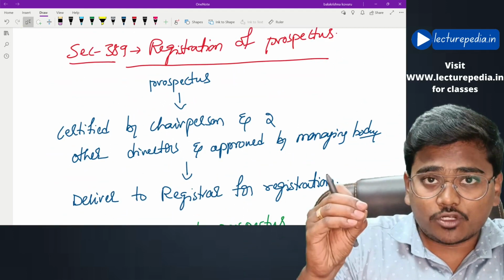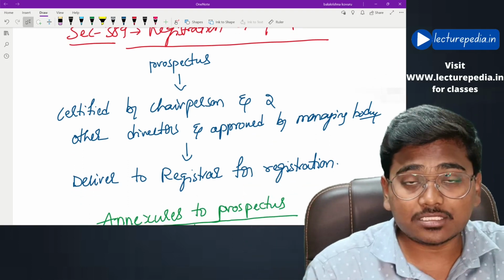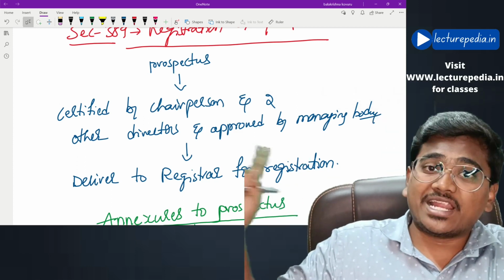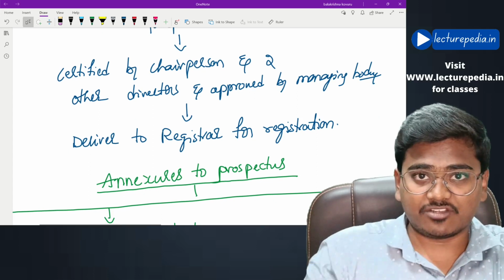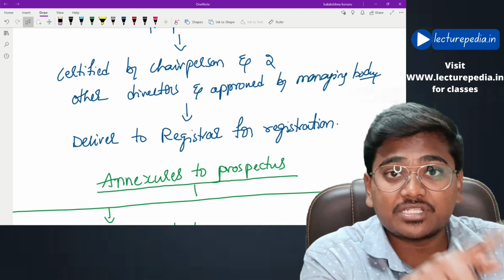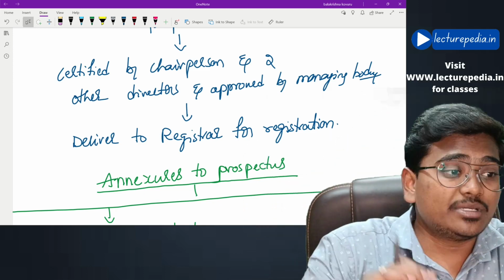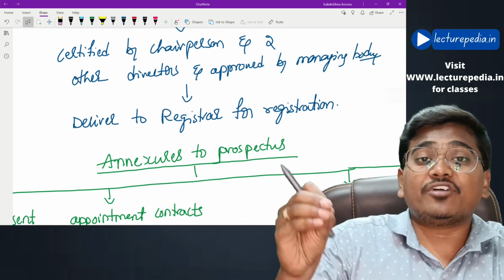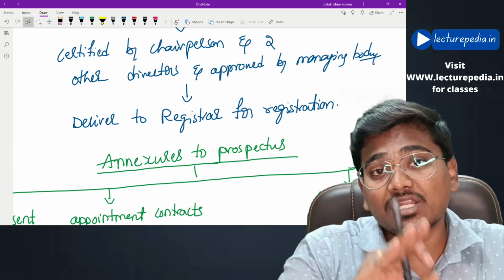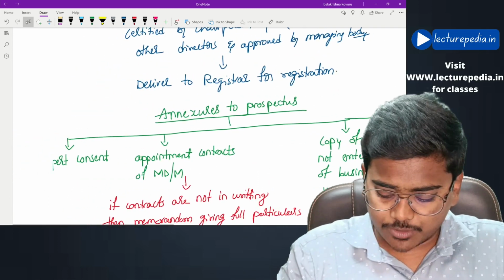Hope this is clear. Next, registration of the prospectus. The prospectus first of all must be certified by the chairperson and 2 other directors, and it should also be approved by the resolution of the managing body. Okay, this is the first requirement. Now this prospectus, which is signed by the chairperson and 2 directors and approved by the managing body, must be sent to the registrar for registration. Okay, only after registering the prospectus with the registrar can you issue it to the public. Hope this is clear.